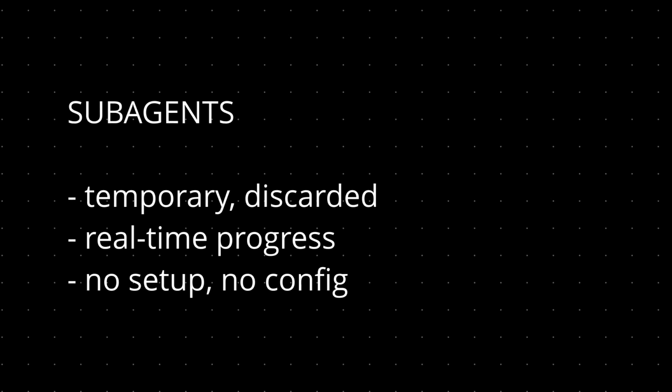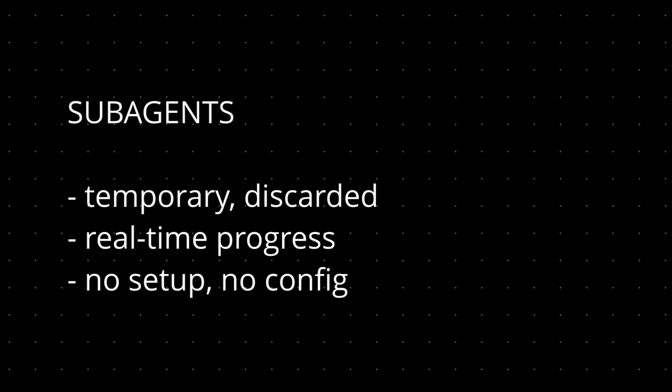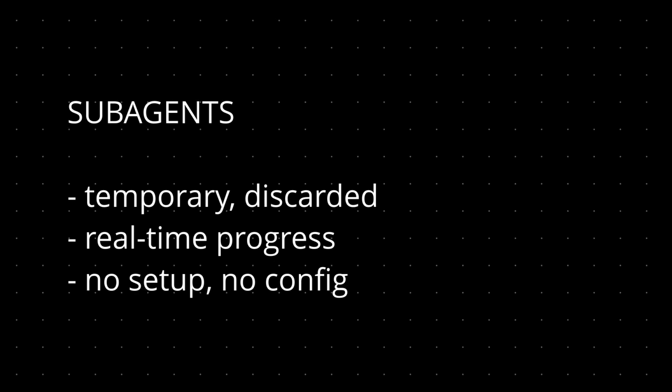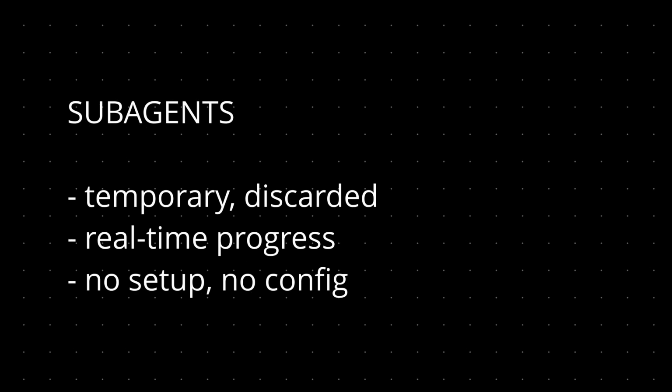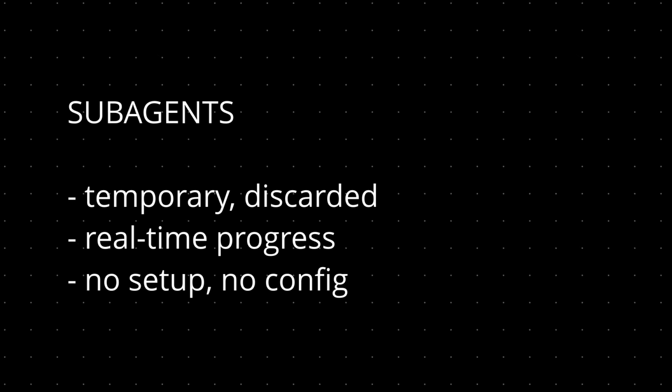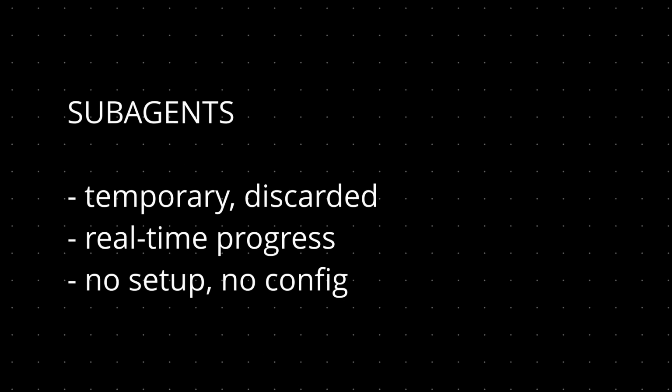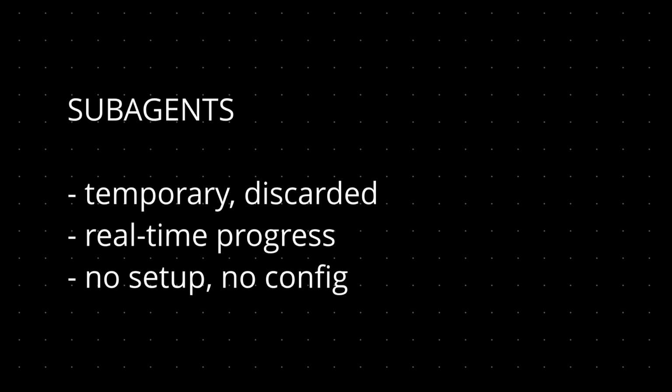Goose gives you these two ways to delegate tasks. Both subagents and subrecipes can run multiple AI instances in parallel or in sequence, but they work a little bit differently behind the scenes. So let's break down what each one does and when you want to use each one. Subagents are temporary AI instances that you create with natural language. They handle specific tasks and then disappear. You get real-time progress tracking, no setup, no configuration files, just natural language instructions.